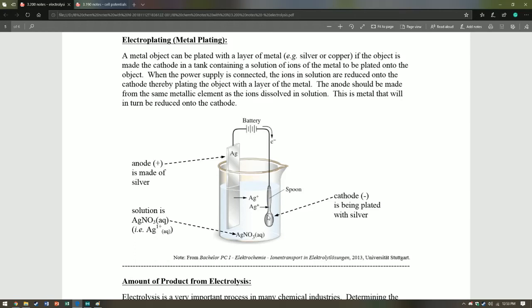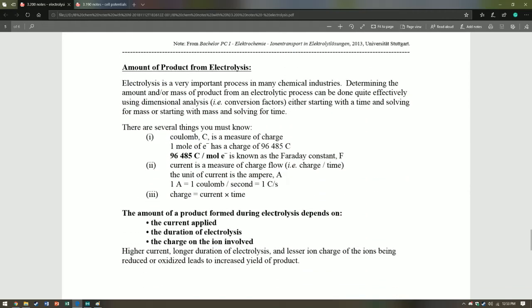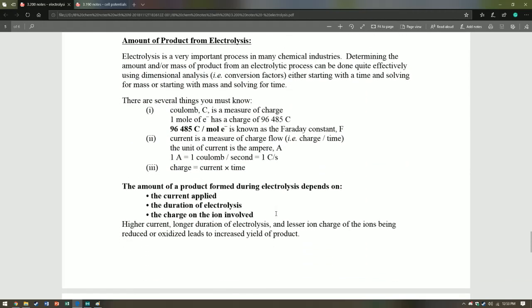So although there's no net reaction, you've essentially made a small thin layer of metal on the thing you want to coat. And this is really important because you can make your silverware look nicer, or put an anti-corrosive layer on something, and so on and so forth. Lastly, let's consider the amount of products from electrolysis. These things depend on the current applied, the duration of the electrolysis, and the charge on the ion.